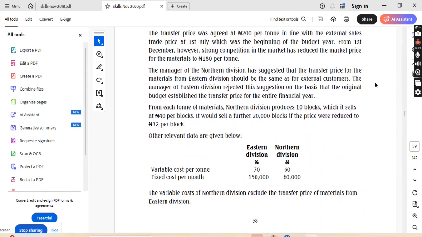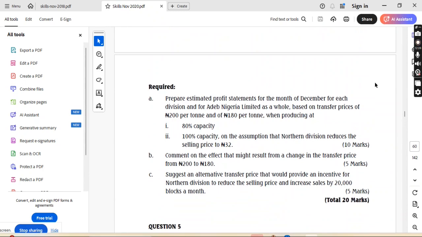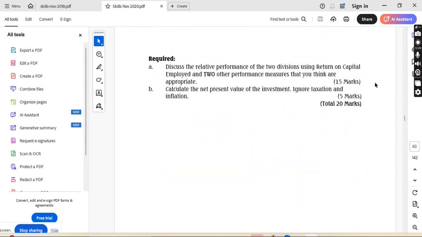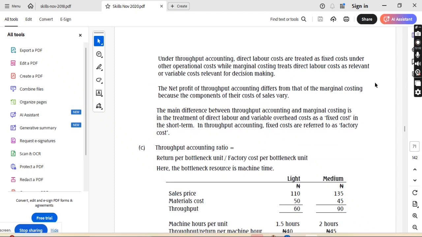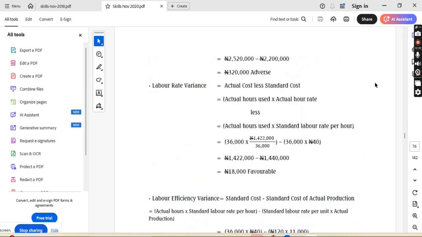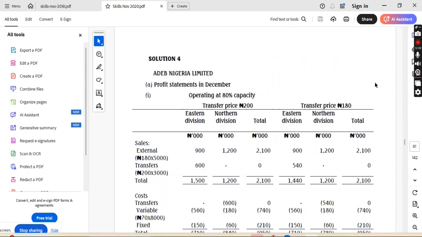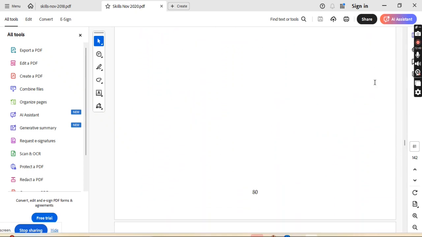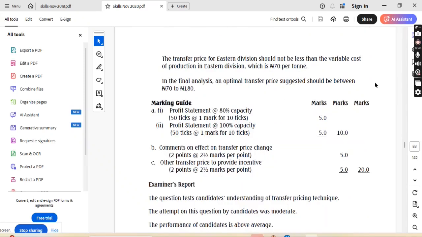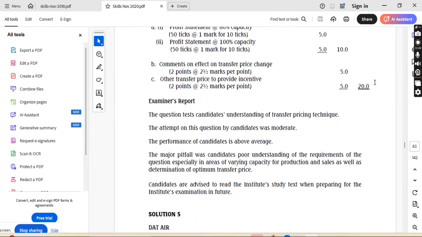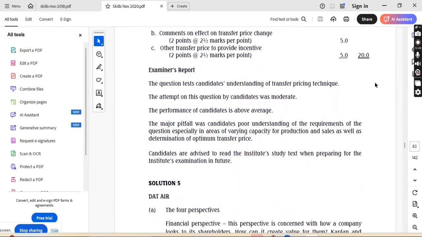Okay. Now, when you check examiner comments again here, okay, let's check. Question 4, right? I always believe in principle, then understand what you're doing, right? Principle and understand what you are doing. Okay? The major pitfall was candidates' poor understanding of the requirements of the question, especially in the areas of varying capacity for production and sales, as well as determination of optimum transfer price, right?